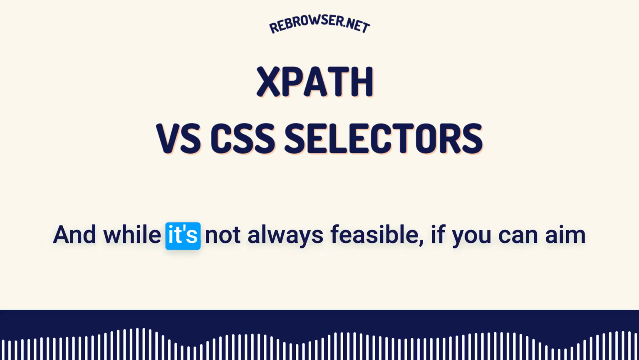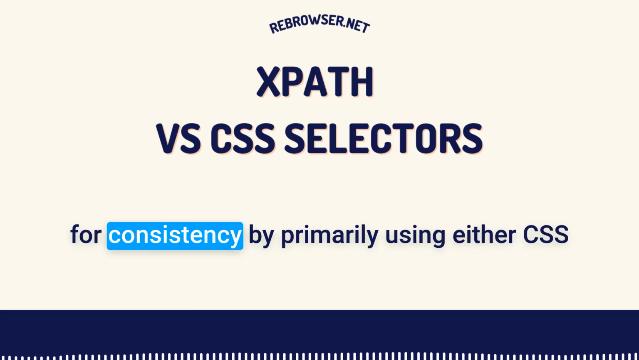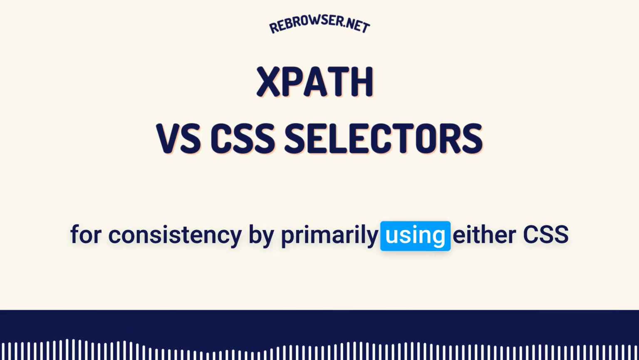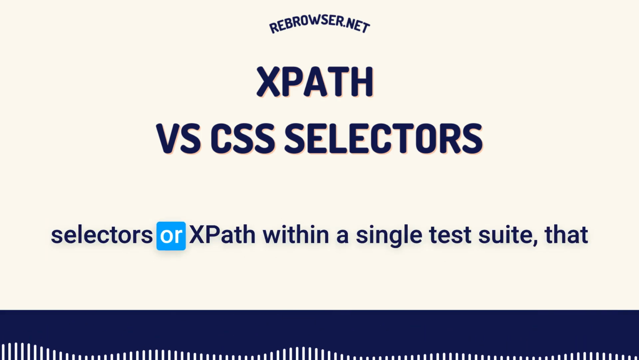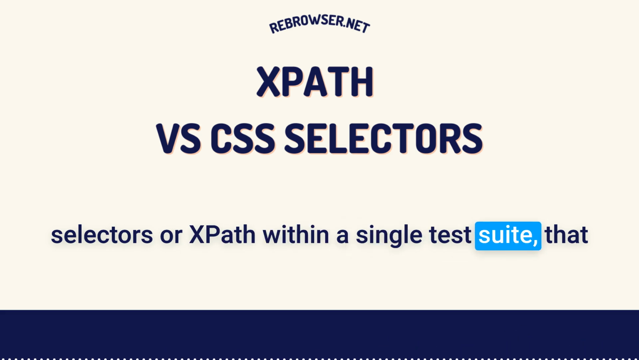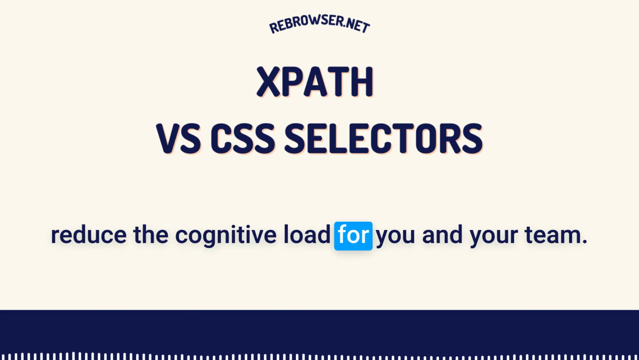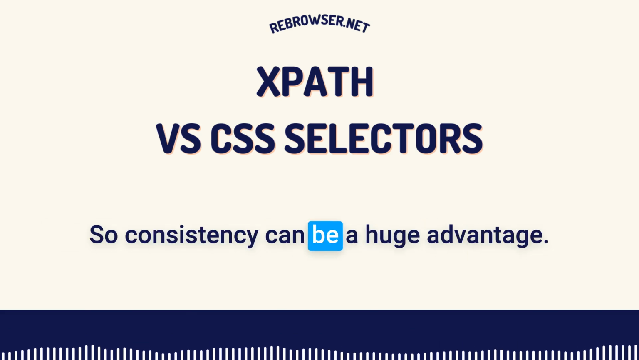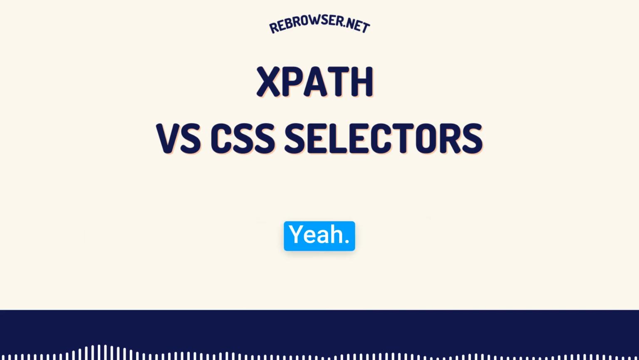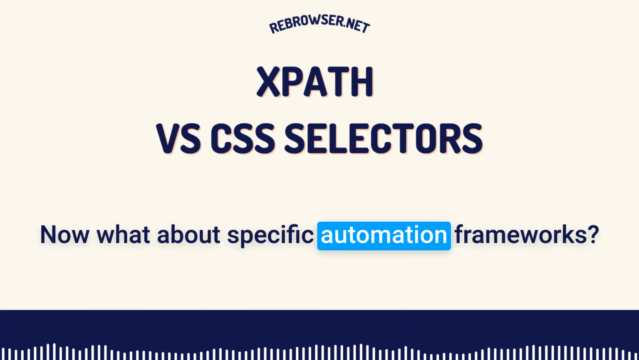And while it's not always feasible, if you can, aim for consistency by primarily using either CSS selectors or XPath within a single test suite. That can often improve the overall maintainability and reduce the cognitive load for you and your team. So consistency can be a huge advantage. It really can. Now, what about specific automation frameworks?